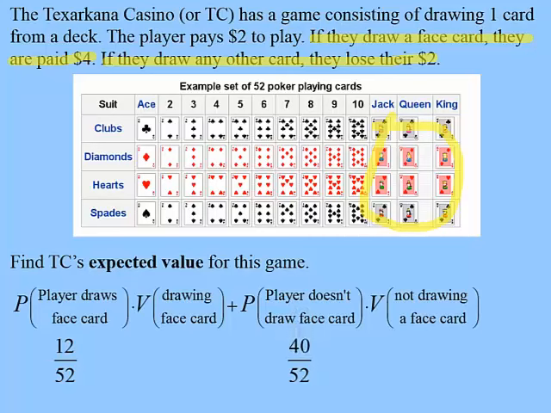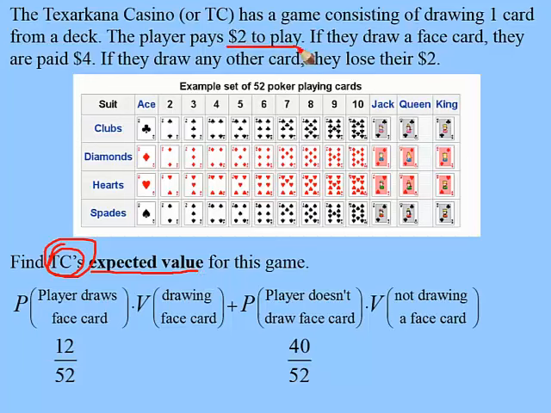Now, how about the value? First, notice we're looking at this from the casino's perspective. So let's look. A player pays $2 to play. They draw a face card and they're given $4. So what does the casino see? They got $2 from the player. They gave them $4. So the casino has lost $2.